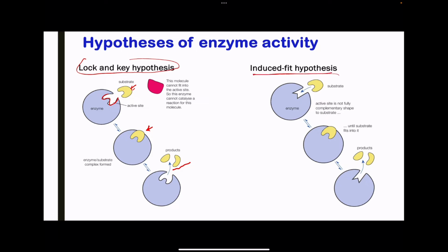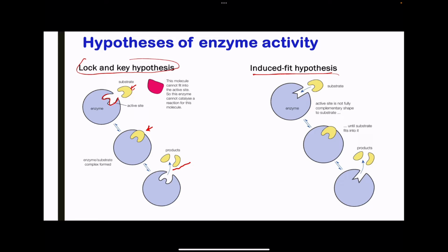In the induced fit hypothesis, we can see that they are not necessarily complementary. I'm talking about the active site as well as the substrate. They may not be exactly complementary, but as the substrate comes and fits into the enzyme, the enzyme changes or is going to readjust itself so that the substrate can fit within the active site, and then a reaction takes place, and after the products are going to move away or they're going to be removed from the active site of the enzyme, and then the shape will be restored.